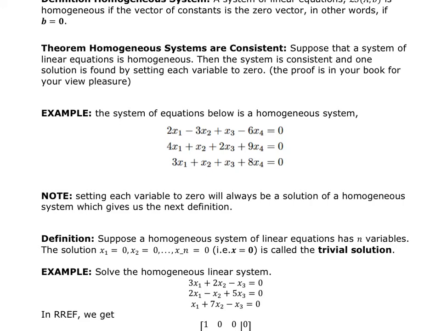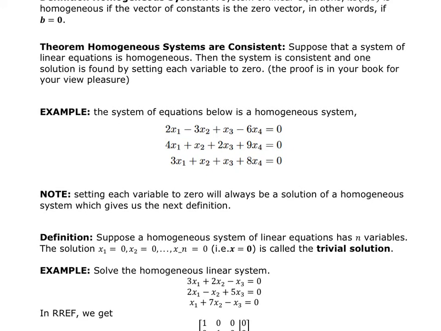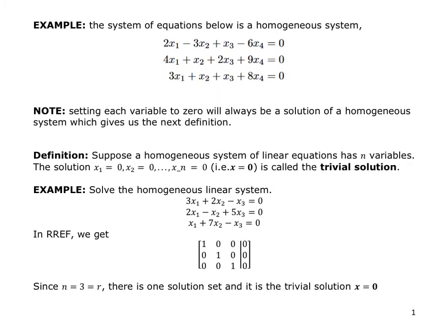So suppose that all of your variable values, x sub 1 all the way to x sub n, are equal to 0. In other words, my solution vector, which is x, is equal to the 0 vector, which we defined in our previous video. And then we call that the trivial solution. So if we take a look at this example here, and we put it into reduced row echelon form, this system becomes this. Now, we see that x sub 3 is 0, x sub 2 is 0, and x sub 1 is 0. This is the trivial solution.